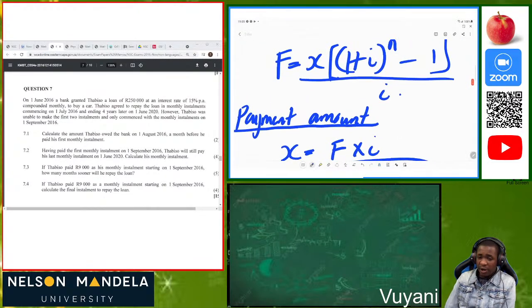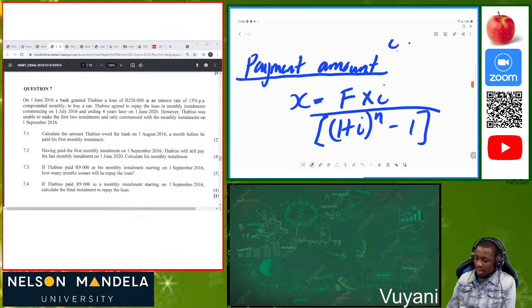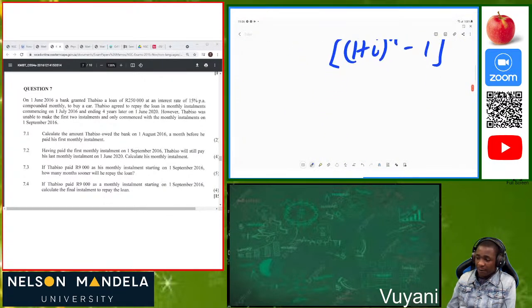If you calculate the value of x, you do it by just transposing. You cross multiply, sorry, then you have F times i, then you divide by anything which is there on x, so that you can be left with x as the subject of the formula.